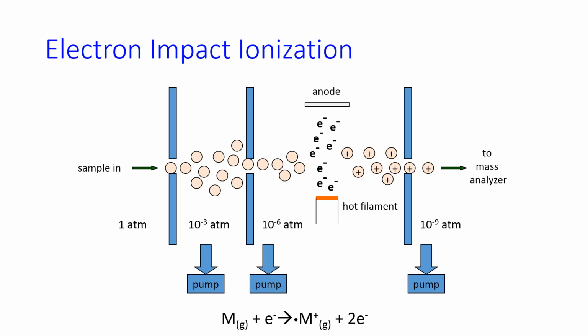The hot filament produces energetic electrons. When they hit your sample, the electron knocks off an additional electron and leaves you with a positively charged ion, which is then drawn into a much lower pressure region, a billionth of an atmosphere, in which the mass analyzer exists.